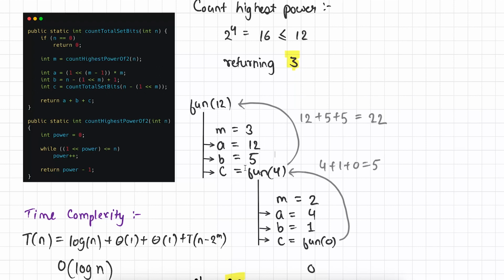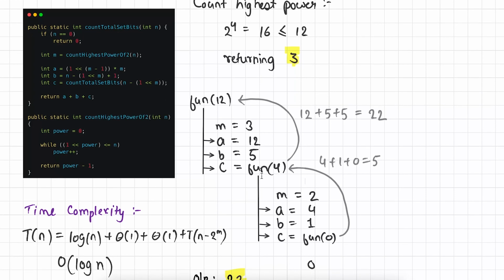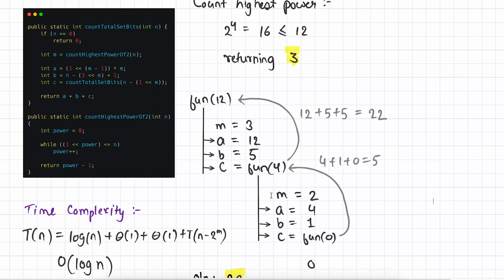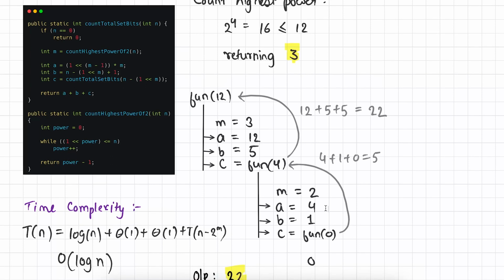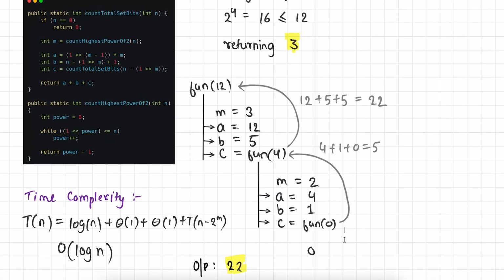and c is equal to a recursive call to the function with the value 4, because n minus 2 to the power m is equal to 4. This recursive function call starts its execution again from the top. It checks if n is equal to 0. No, 4 is not equal to 0. So it calculates the value of m, which is 2, then it calculates the values of a and b, and again it's going to make a call to itself recursively.